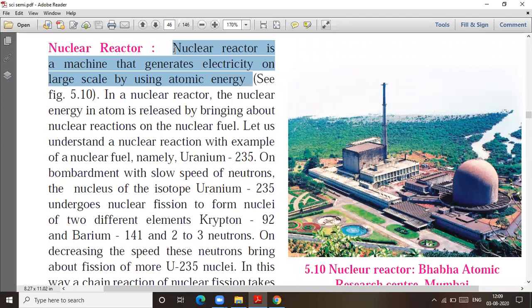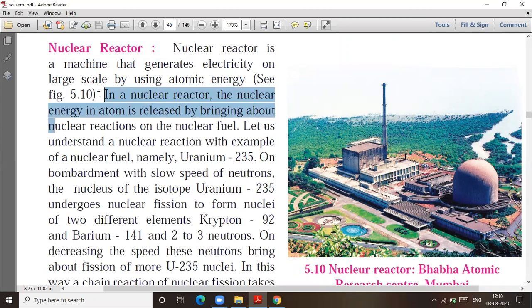They use atomic energy. There are different sources from which we can produce our electricity, right? So we use coal, we use water, that is the dams, and many things. What happens in a nuclear reactor is that the nuclear energy in the atom is released by bringing about nuclear reactions on the nuclear fuel. Nuclear fuel, we saw, is uranium 235.